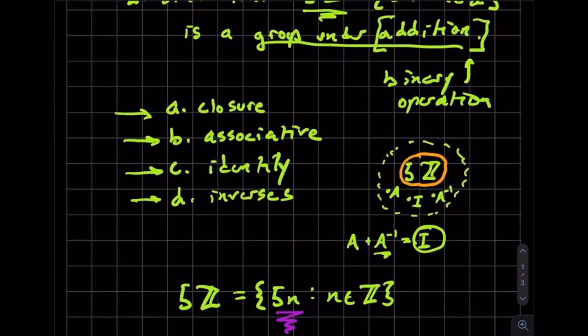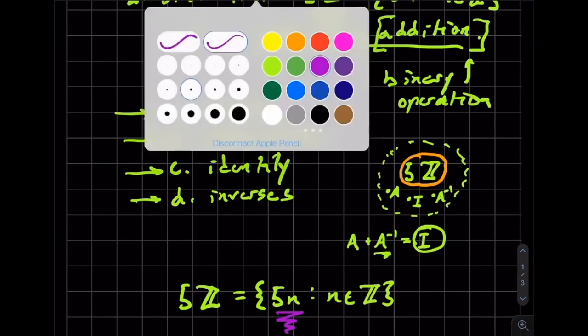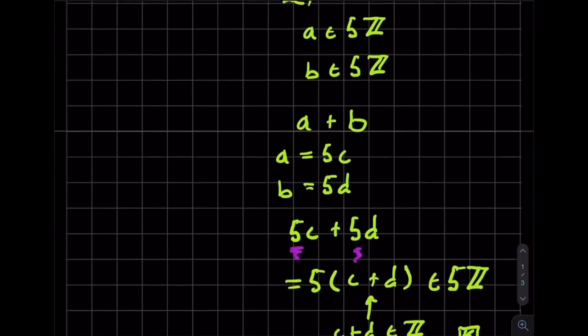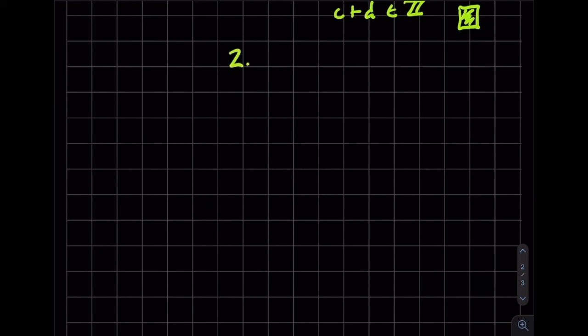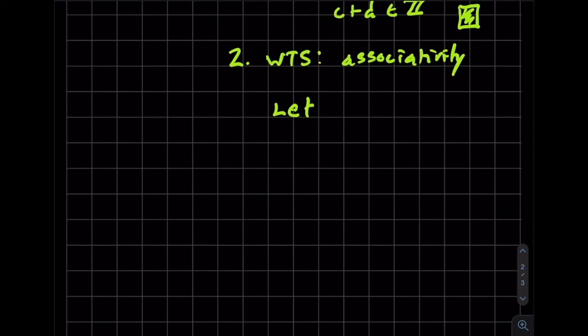The next thing we want to show, so I'll check off closure, is associativity. Going down here, the second part: we want to show, WTS, associativity. What does associativity mean again? It means that if we add any three elements, it won't matter which order we add those things in. If we add the first two or the second and third, it doesn't matter how we go about that.